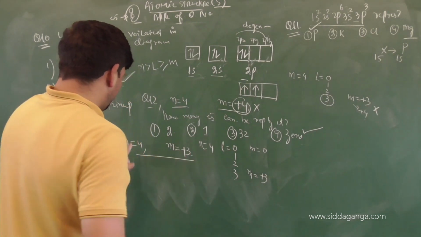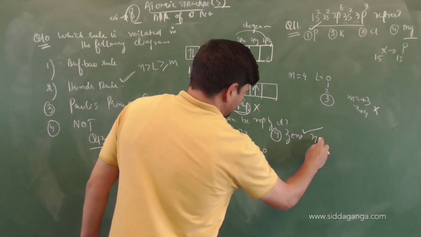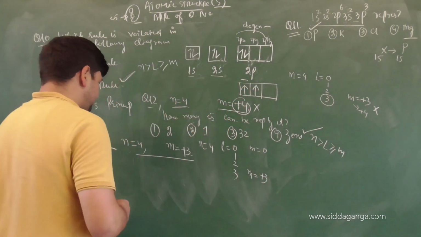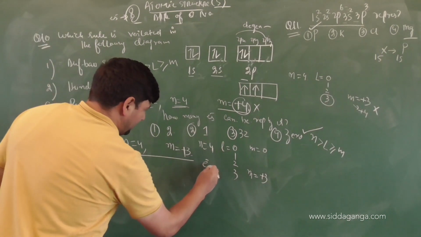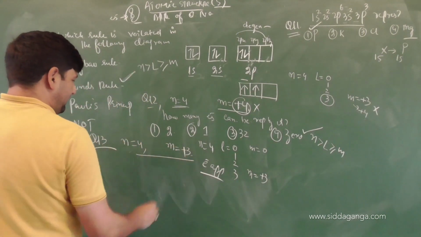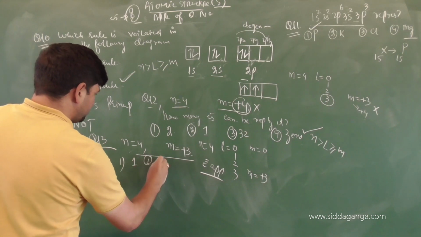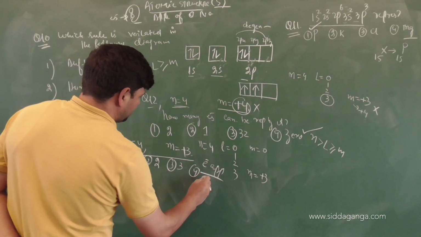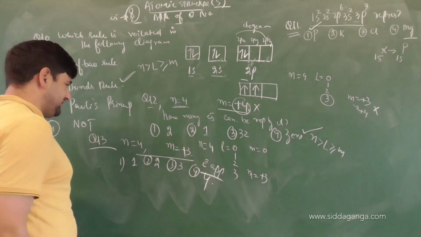Let us change it. N equals 4, M equals plus 3. Is it possible? First of all, yes, because the rule is N greater than L, greater than or equal to M. Yes, M can be plus 3. Now let's have a look. For how many electrons is it applicable? N equals 4, M equals plus 3. Option 1 is 1 electron, option 2 is 2 electrons, option 3 is 3 electrons, and option 4 is 4 electrons.